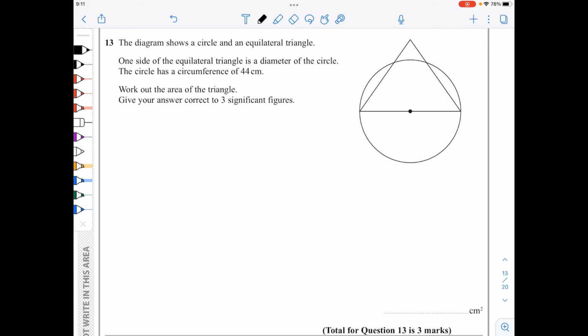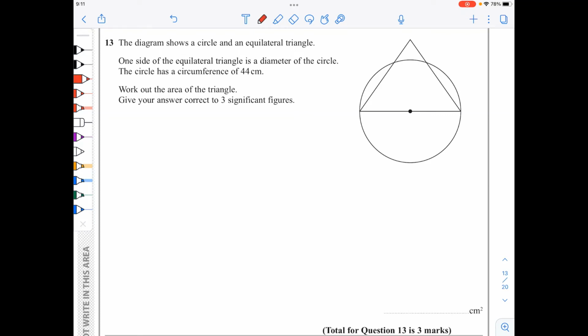13, it's a diagram showing a circle and an equilateral triangle. One side of the triangle is a diameter. It has a circumference of 44 centimeters, the circle. We need to work out the area of the triangle.